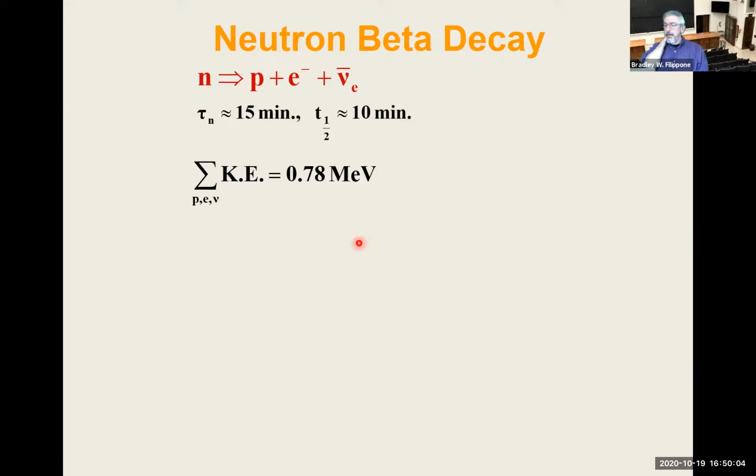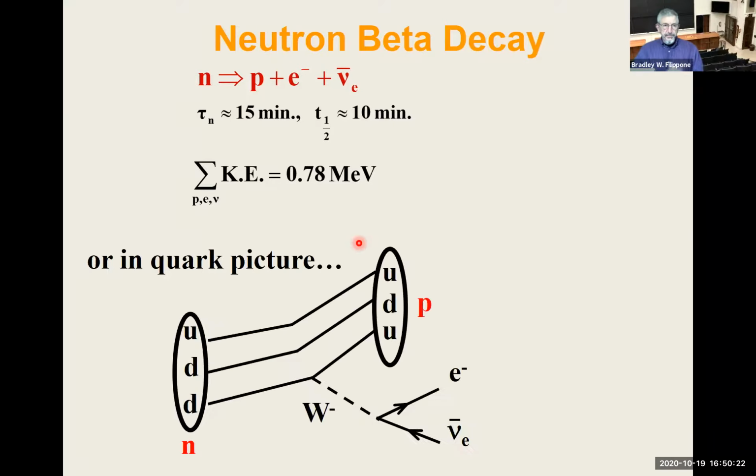A neutron decays to a proton, an electron, and an antineutrino. Its mean life is about 15 minutes for the decay, and it releases energy. The summed energy of the final state particles is about 1 MeV. Remember, the mass of the neutron is about 1,000 MeV, 900 MeV.